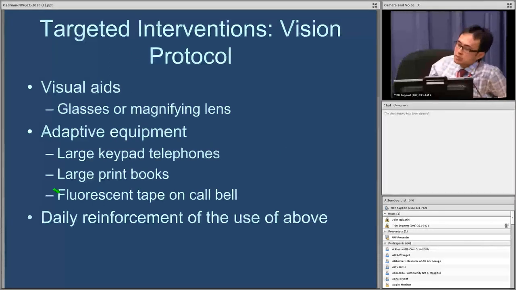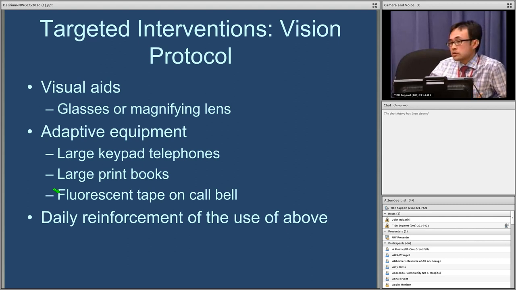And for people who had vision impairment, they actually had visual aids. So if a person came in and was hospitalized and they brought their glasses with them, they made sure that the glasses were on when the patients were awake. And if they didn't have their glasses, a magnifying lens was given to them so that they could read for the cognitive stimulation that we had talked about. And then there was also adaptive equipment that the system had purchased specifically for the protocol.